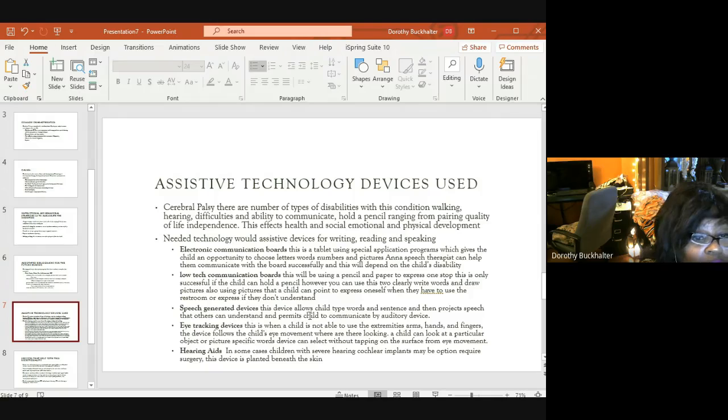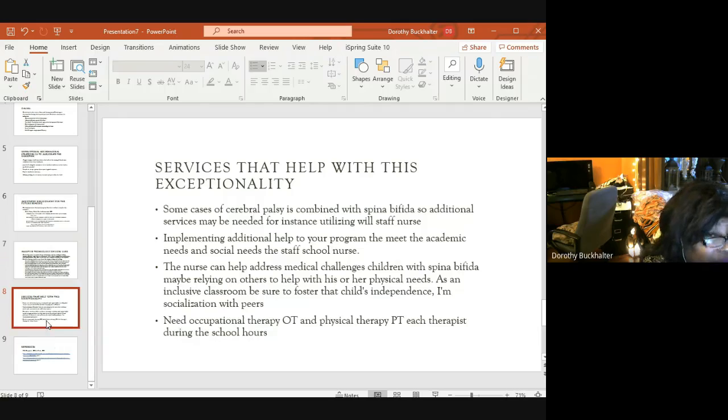Hearing aids: in some cases, children have severe hearing problems. A cochlear implant is implanted underneath the surface of the skin. And this requires surgery, implanted beneath the skin. And that's an option that basically the parents would have to decide.